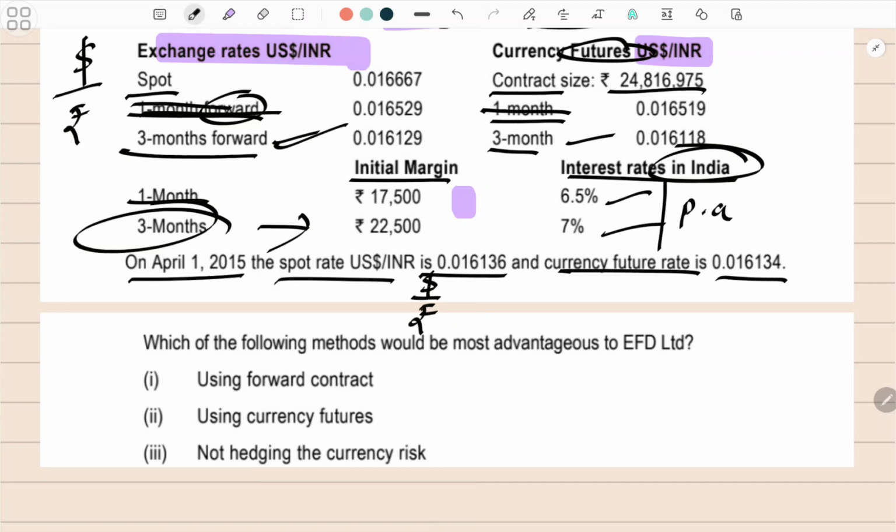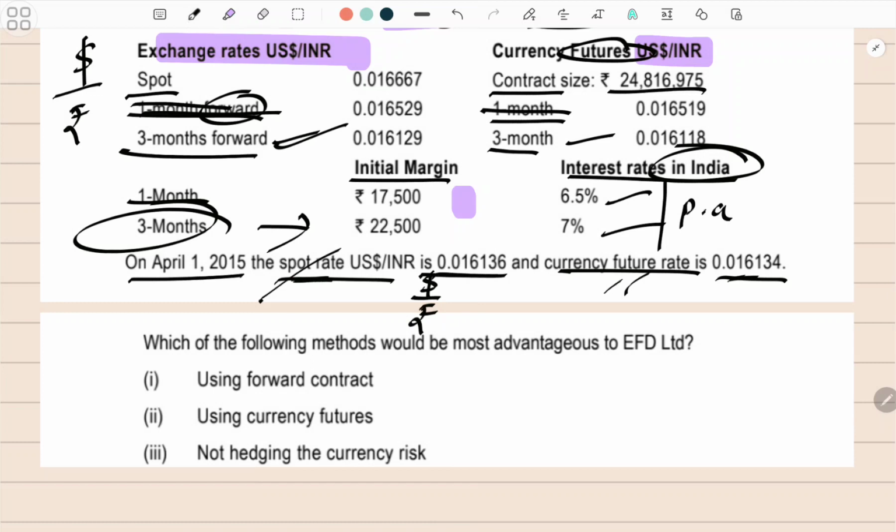See, ideally on expiry, spot and future are equal. Okay, there is a convergence, but in this case that's not how it is as per the question. There's a minor difference, but the difference is there and we will use the rate given to us. Okay, so we take the currency future rate as this and the spot on the expiry as this.